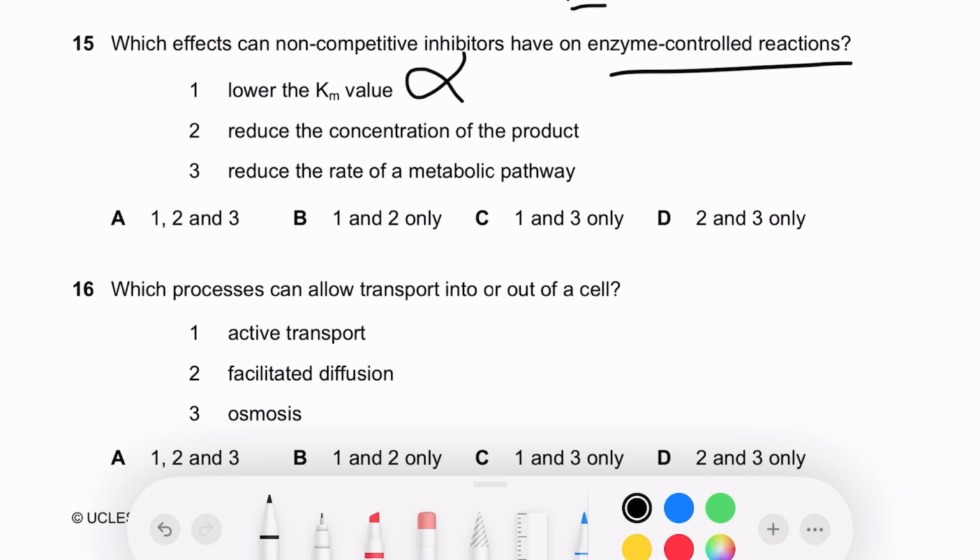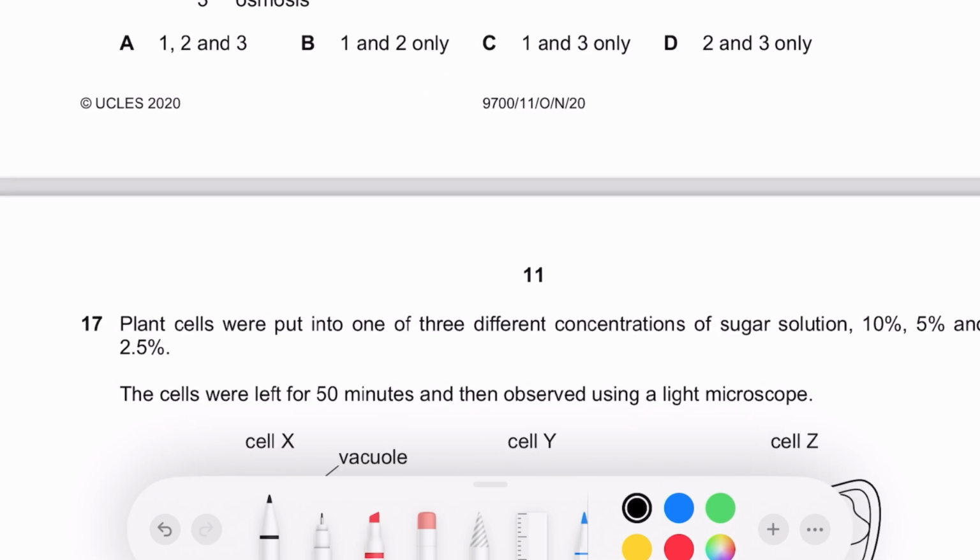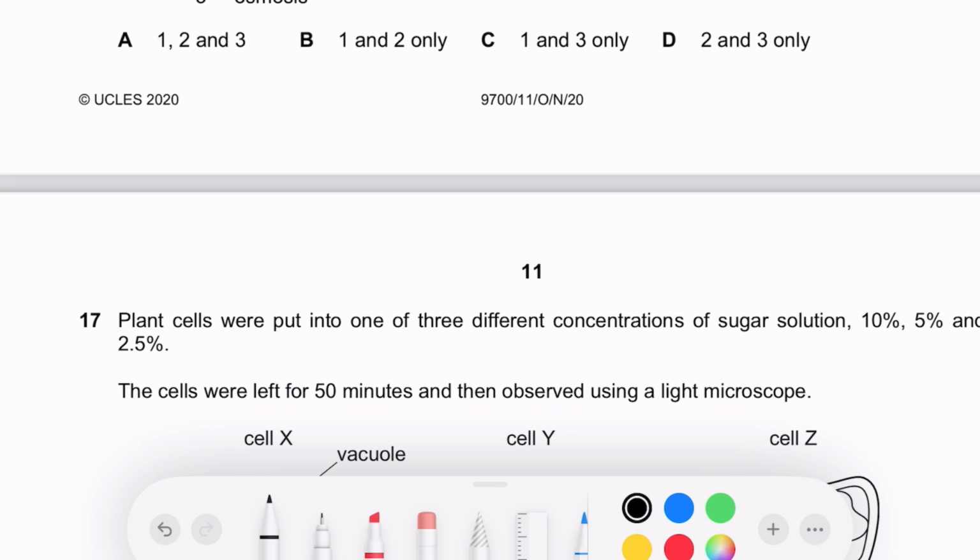Okay, reduce the concentration of the product. Yes, it's going to reduce the concentration of the product and reduce the rate of the metabolic pathway, of course, so that's 2 and 3 only. Which processes can allow transport into or out of the cell? There's many processes. Active transport, facilitated diffusion, osmosis. Yes, of course, all of them allow the transport into or out of the cell.